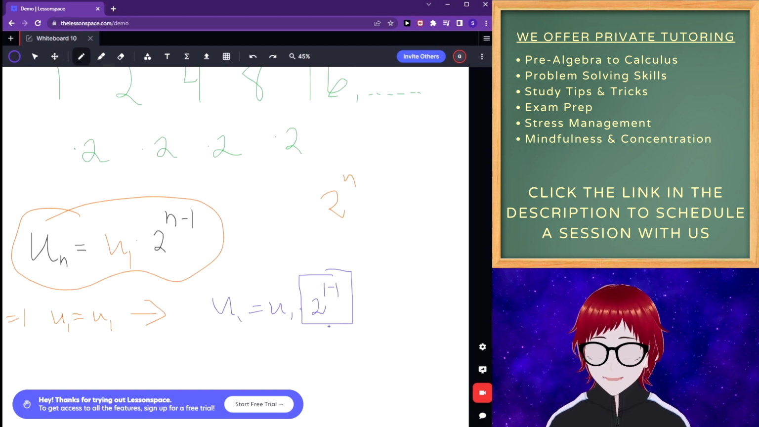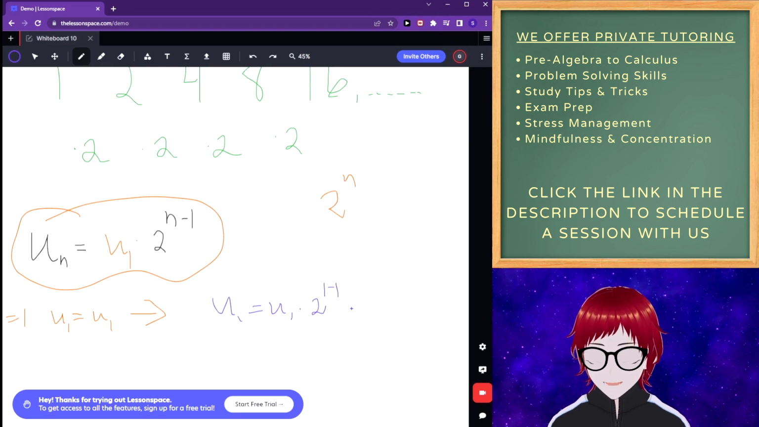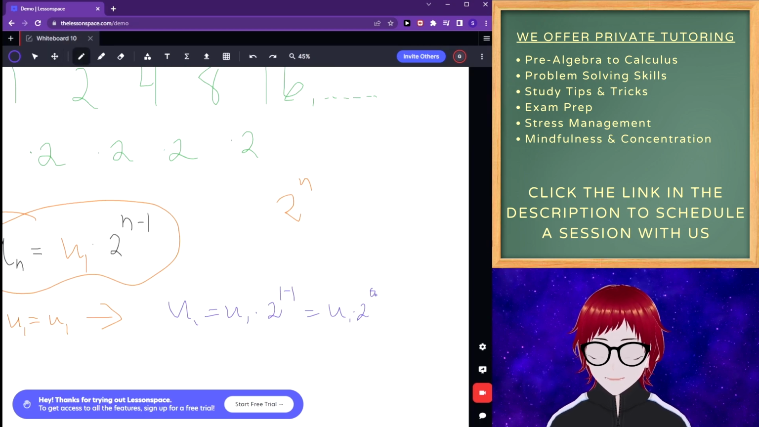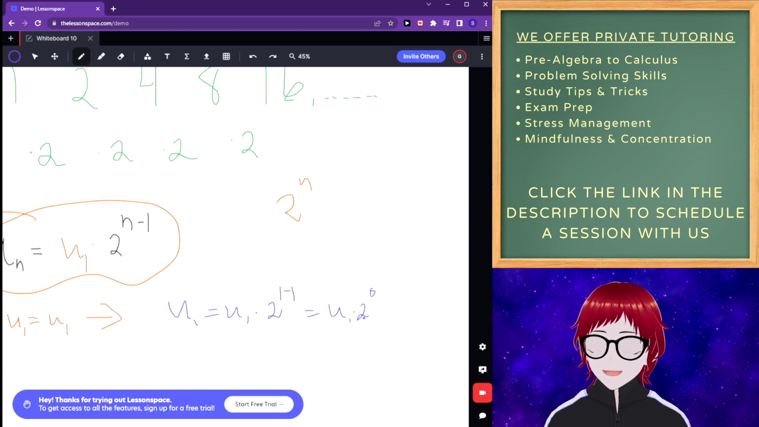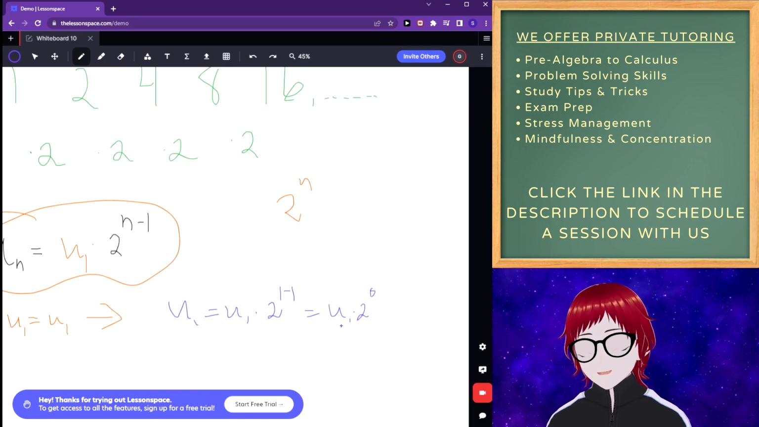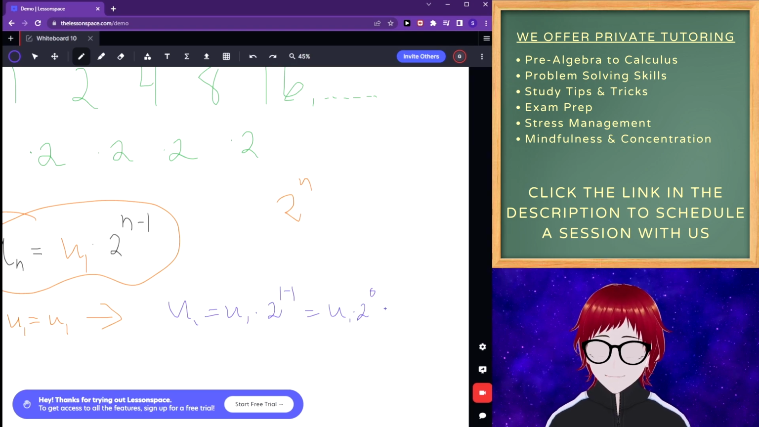So in this case, it's u1 times 2 to the 1 minus 1, that's really just u1 times 2 to the 0. And then what is 2 to the 0? Anything to the power of 0, with very few exceptions perhaps, is equal to 1. And so we would have u1 times 1.